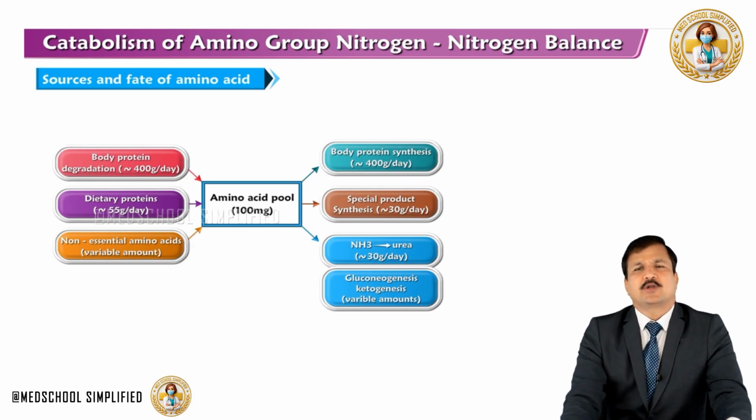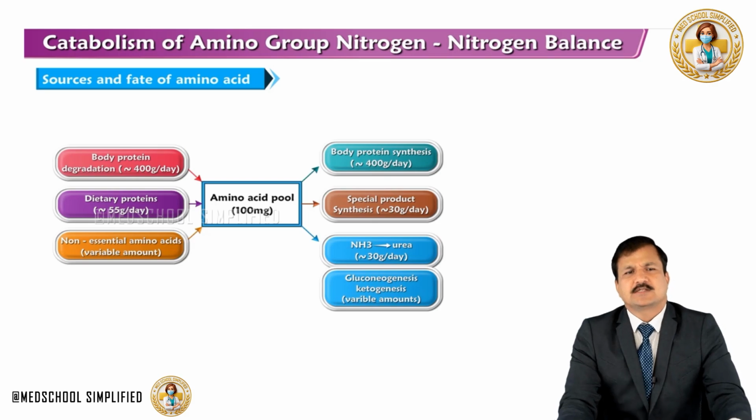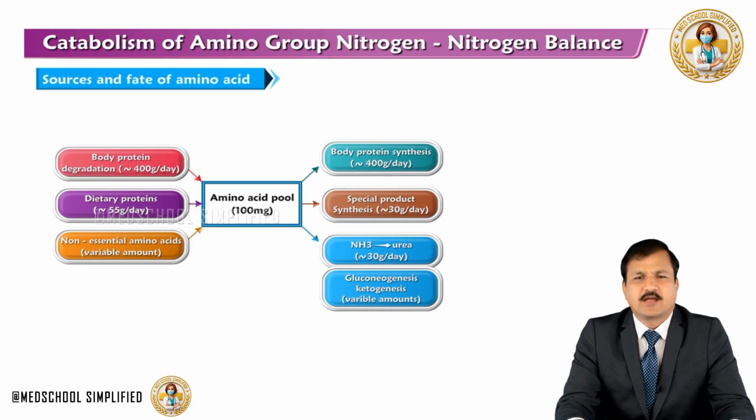Special product synthesis from amino acids is around 30 grams per day. Dietary protein getting into our body is about 55 grams. And the total amount of nitrogen lost out of our body, the net loss of amino group nitrogen, is around 30 grams per day.